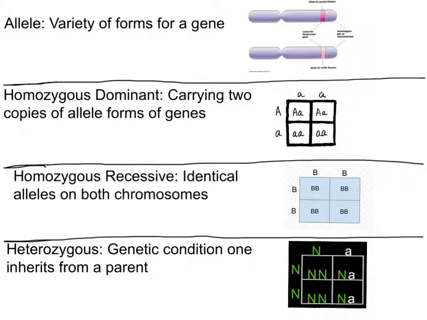Number 5. Homozygous dominant, which is carrying 2 copies of allele forms of genes. Number 6. Homozygous recessive, identical alleles on both chromosomes. Number 7. Heterozygous, the genetic condition one inherits from a parent.